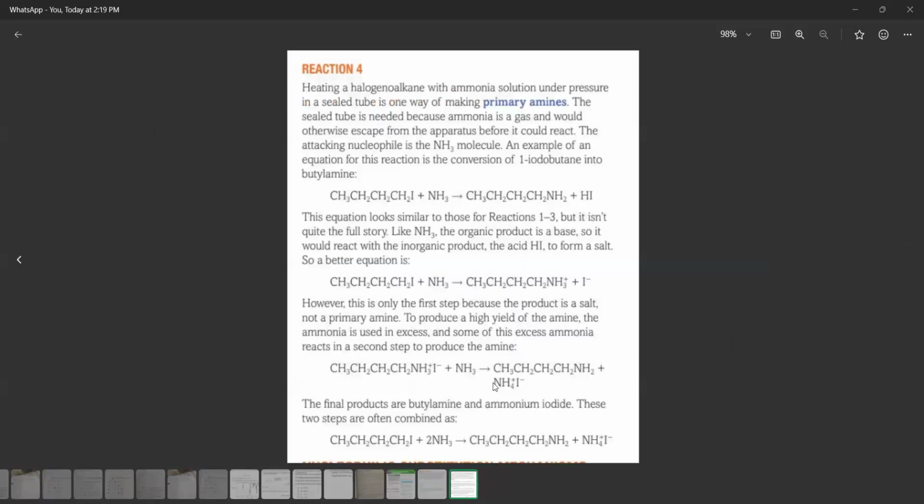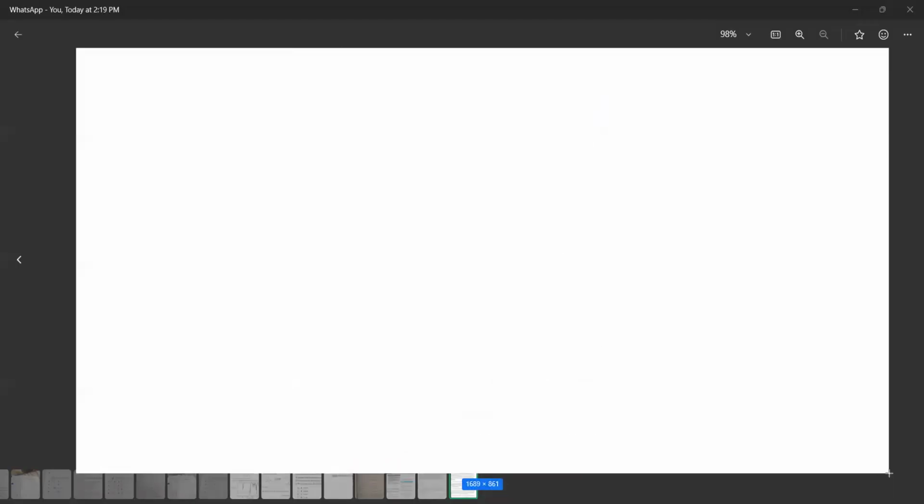It depends on one thing, whether we have an excess of ammonia, because the same mechanism applies. But we may have an excess of ammonia or we may have an excess of halogenoalkane. Let's say we have an excess of ammonia, a halogenoalkane is there, and it is reacting with excess ammonia. Ammonia is more than enough.